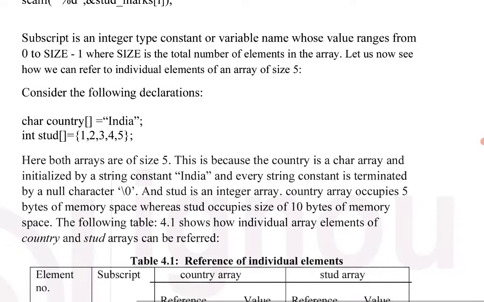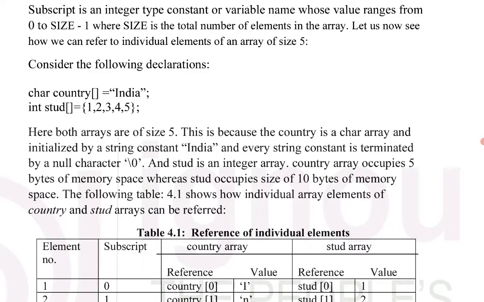char country[] = "India"; int student[] = {1, 2, 3, 4, 5}; Here both arrays are of size 5. This is because country is a character array initialized by the string constant India, and every string constant is terminated by a null character.